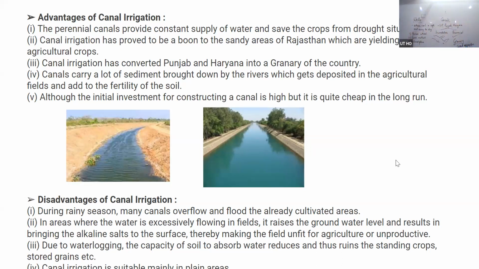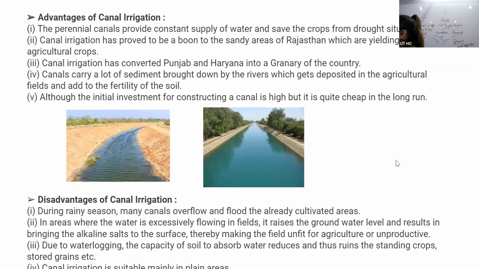Disadvantages. During the rainy season, many canals overflow and flood the already cultivated areas. In areas where the water is excessively flowing in the fields, it raises the groundwater level and results in bringing the alkaline salts to the surface. So these are harmful for the crops, thereby making the field unfit for agriculture or unproductive. The water table increases because of excess water, and those bring alkaline salts, which is harmful for the crop. So that again destroys the crop.